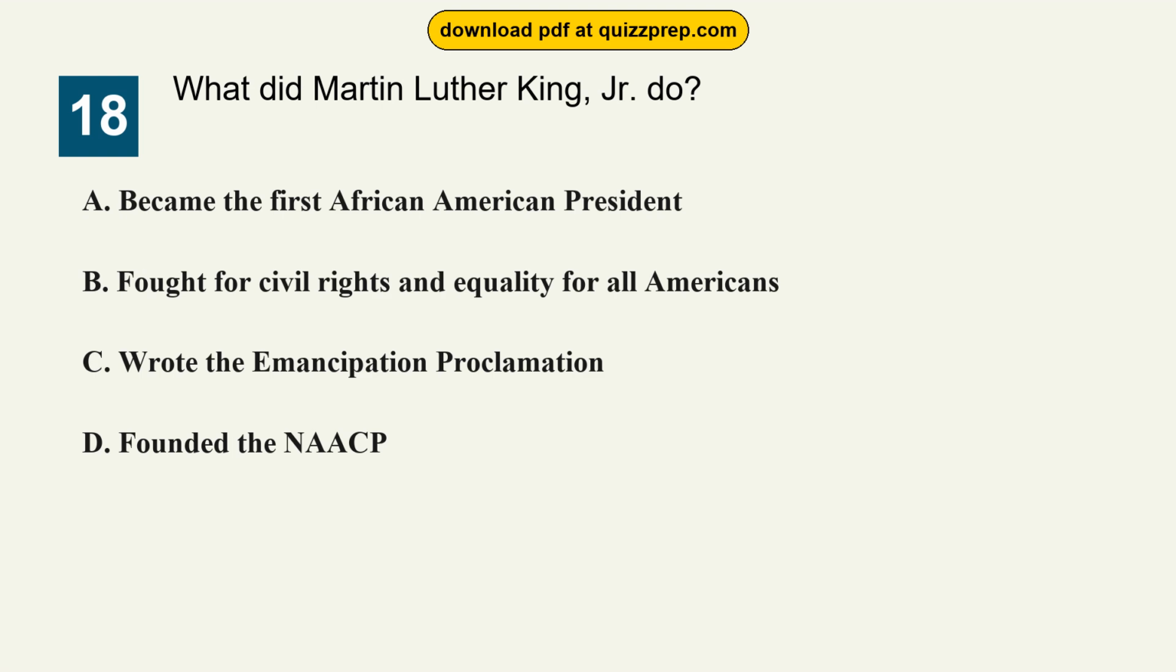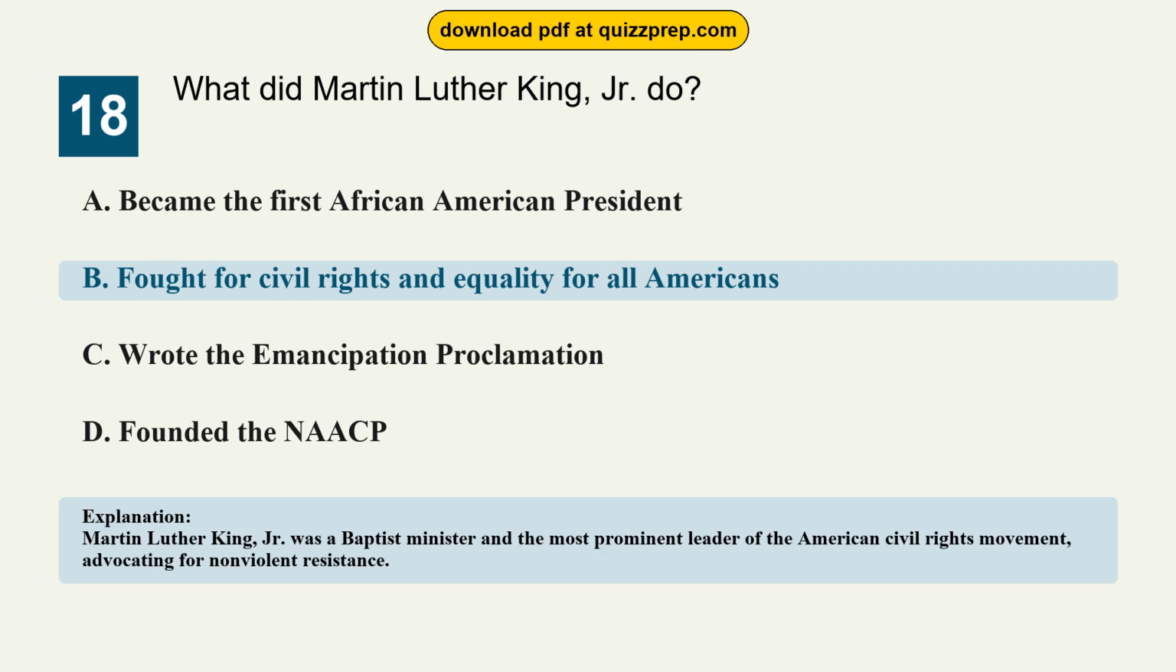Question 18. What did Martin Luther King, Jr. do? Option A, became the first African American president. Option B, fought for civil rights and equality for all Americans. Option C, wrote the Emancipation Proclamation. Option D, founded the NAACP. The correct answer is option B, fought for civil rights and equality for all Americans. Martin Luther King, Jr. was a Baptist minister and the most prominent leader of the American civil rights movement, advocating for nonviolent resistance.